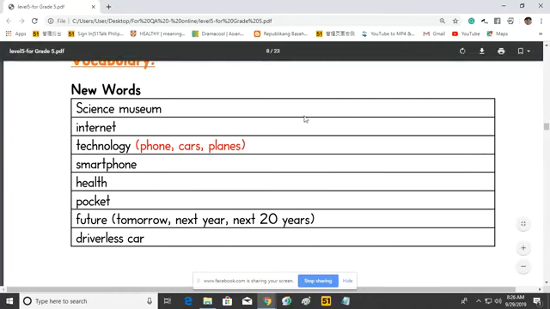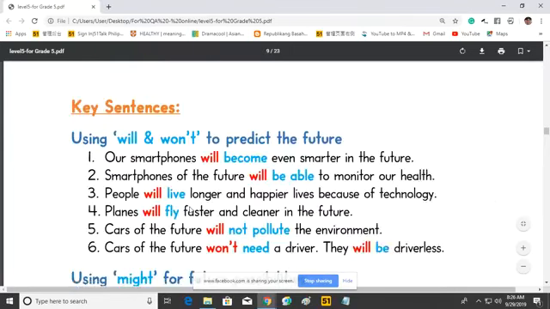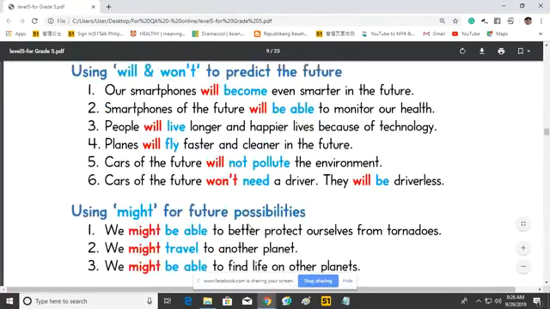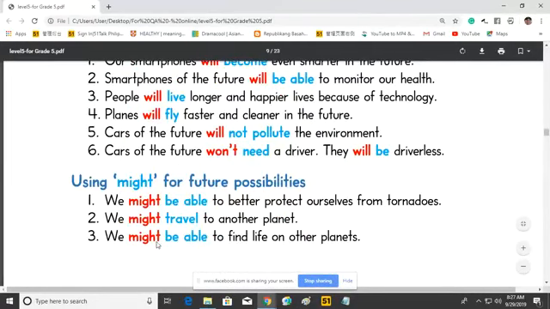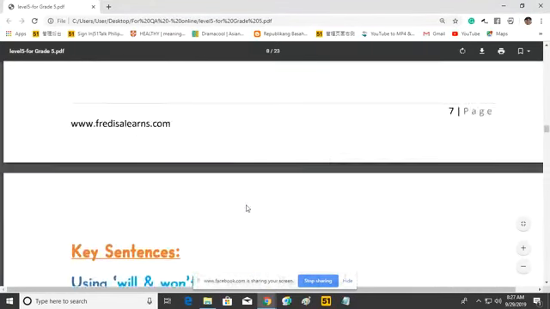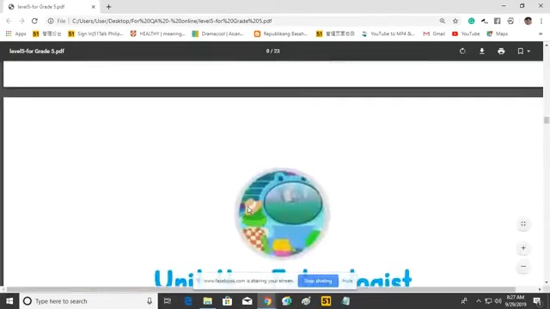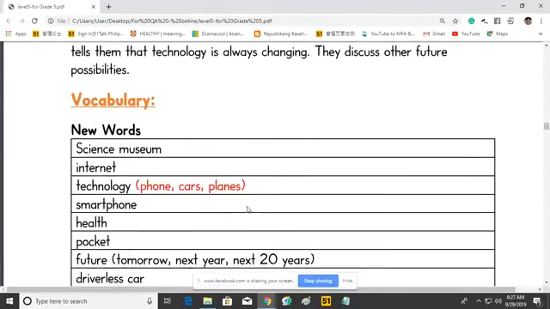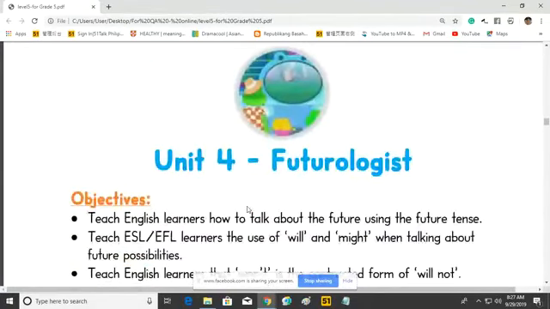So try to use these words and phrases, my grade 5 learners, in a sentence. And you can also try to talk about the future using will and won't. And you can also try to use might in a sentence in talking about future possibilities. Okay, grade 5 learners, that's all for today. Try to read this lesson again and use the words in your own sentences.